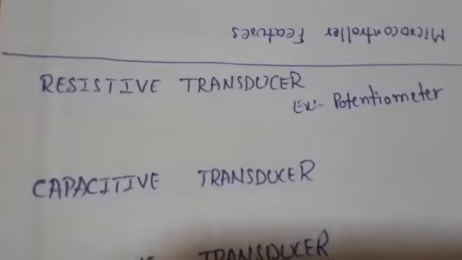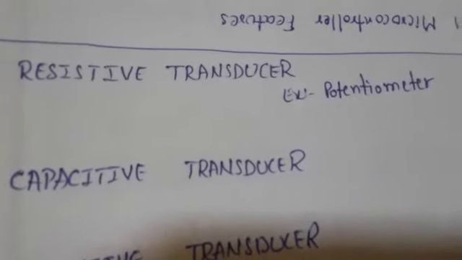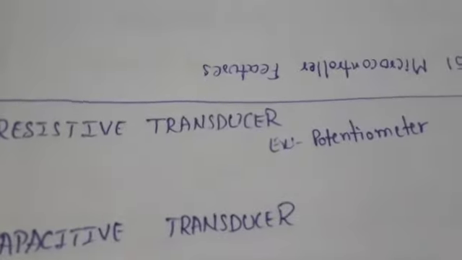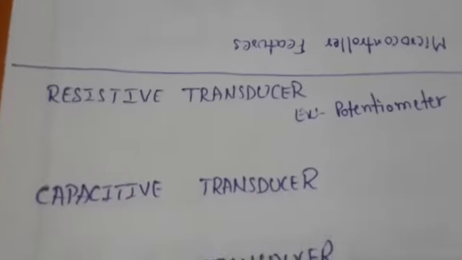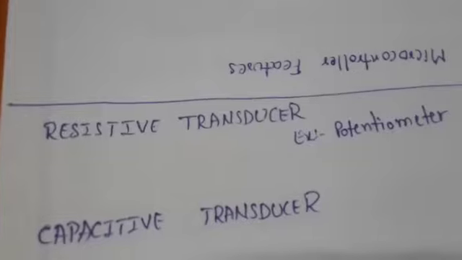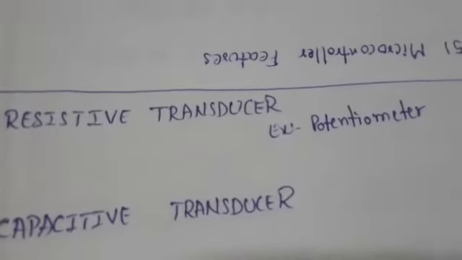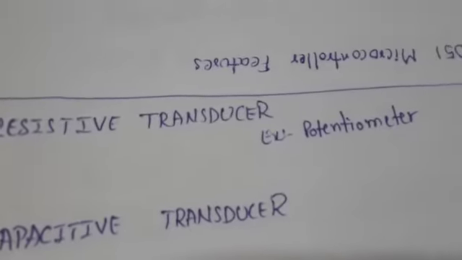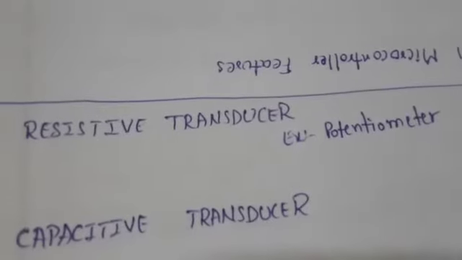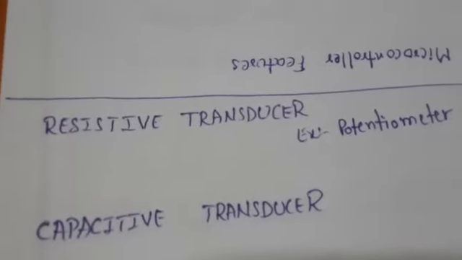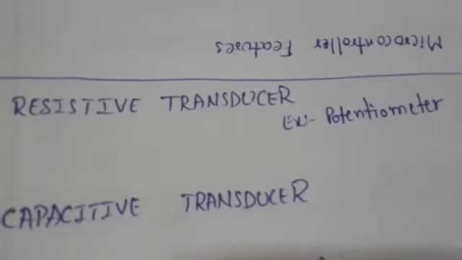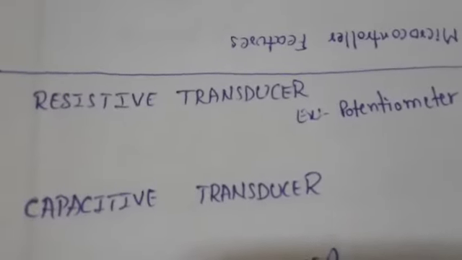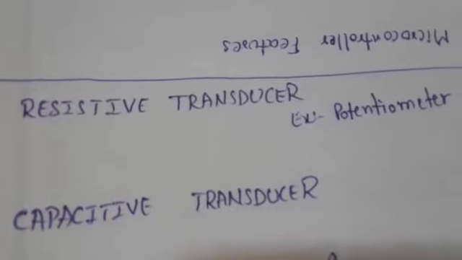Now coming to the resistive transducer, an example is the potentiometer. Potentiometer is also called a resistive potentiometer. It consists of a resistance element provided with a sliding contact called a wiper. The motion of the sliding contact may be translatory or rotational.